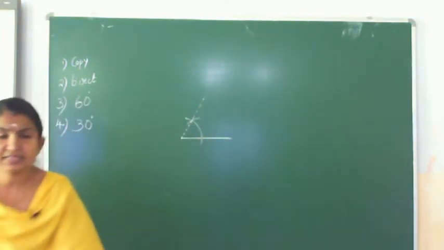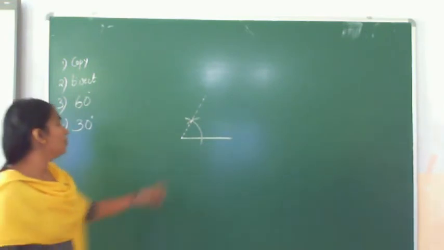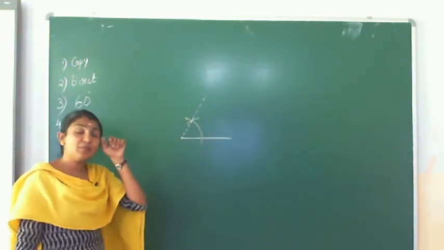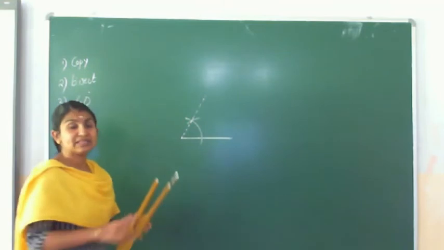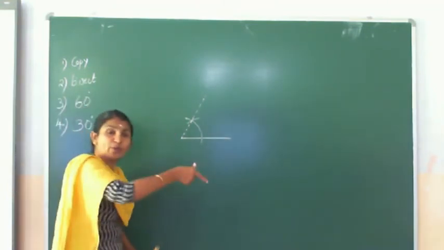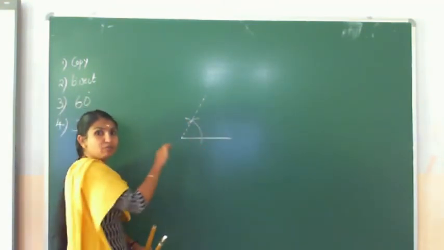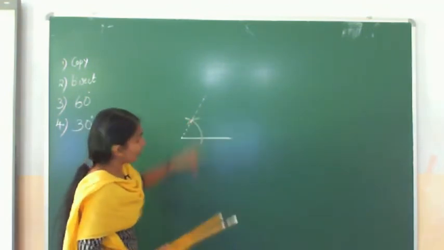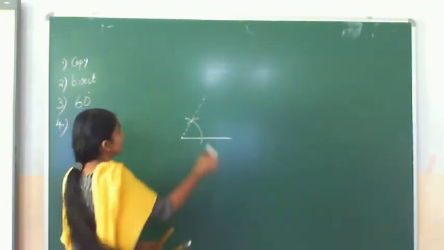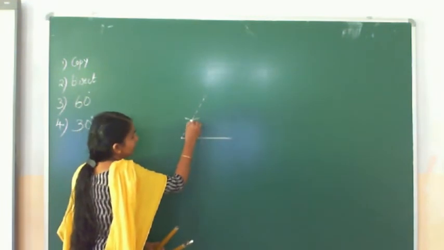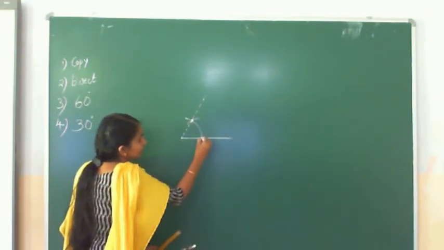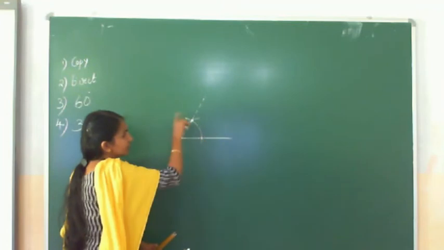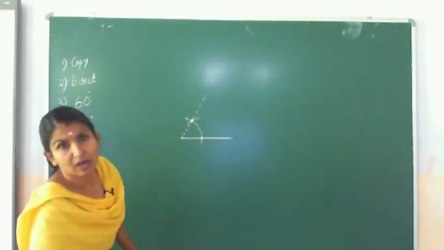So we got 60 degrees. Now we want to bisect this angle. How can we bisect? First, in bisecting, what we studied, we want to draw an arc. It's already here. Now there is no need to go for another arc. Now take these two points. Which are the two points? This point and this point, these two points where this arc intersected these two arms.